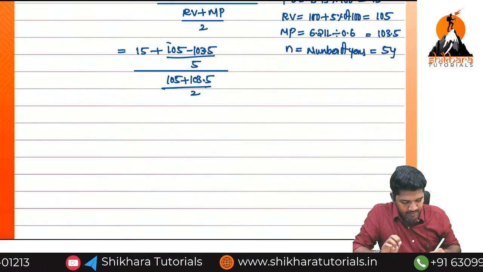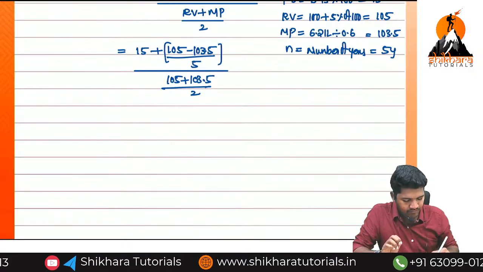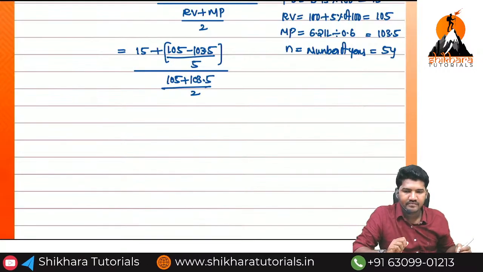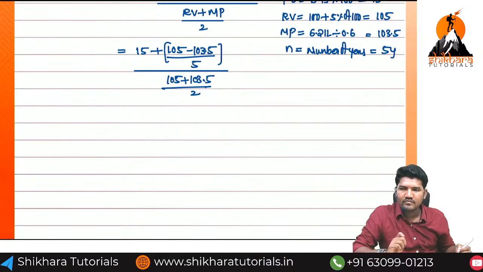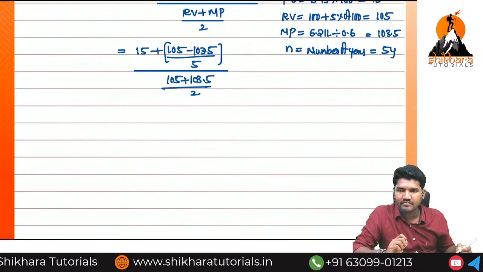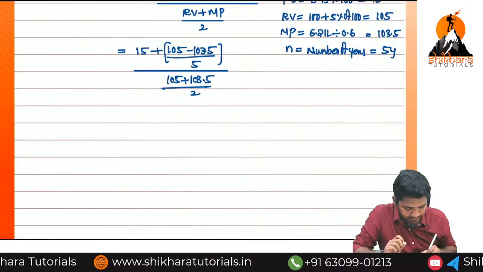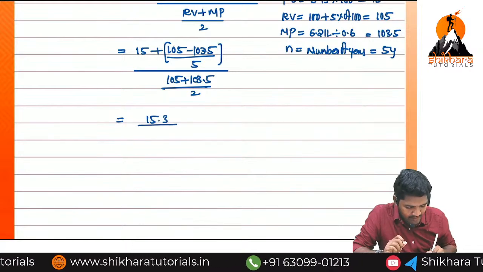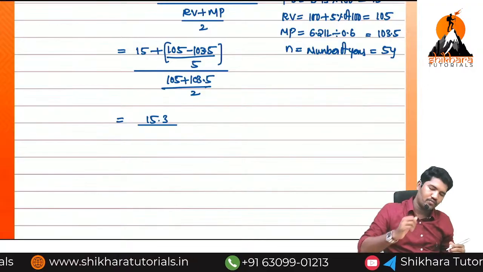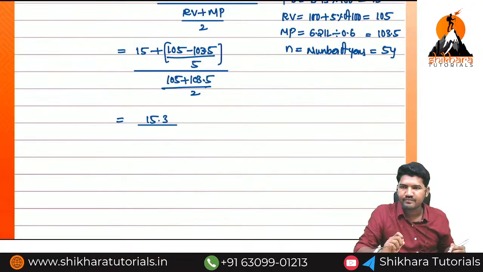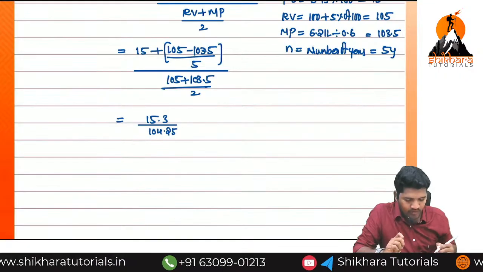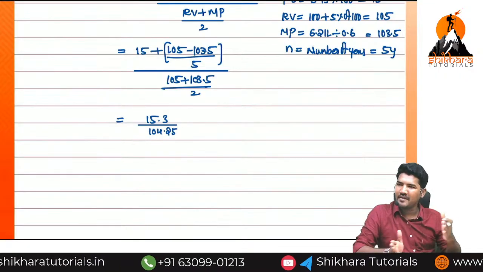Now just please tell me the numerator first. 105 minus 103.5 divided by 5, plus 15. So what is the numerator? 15.3. Now please tell me the average: 105 plus 103.5 divided by 2, which is 104.25. If you want the direct percentage, multiply by 100.